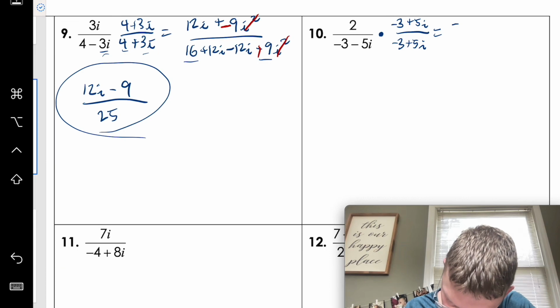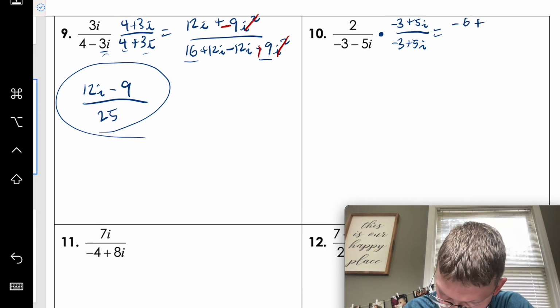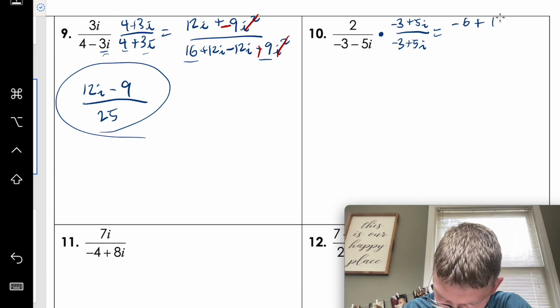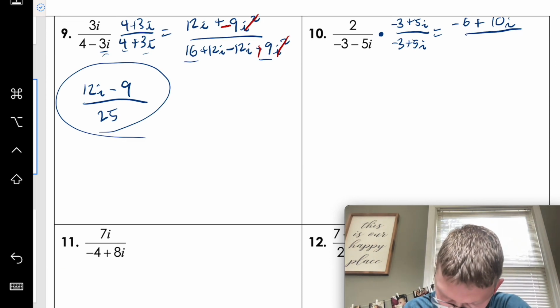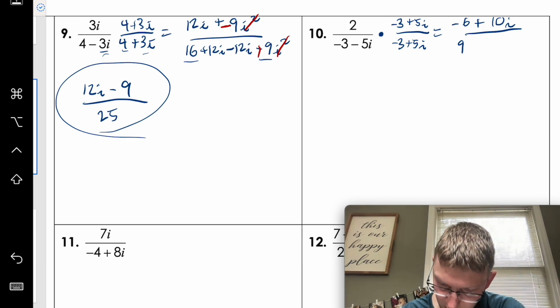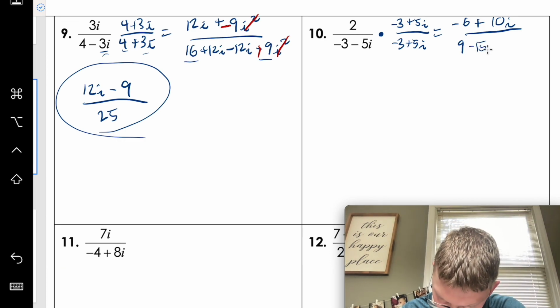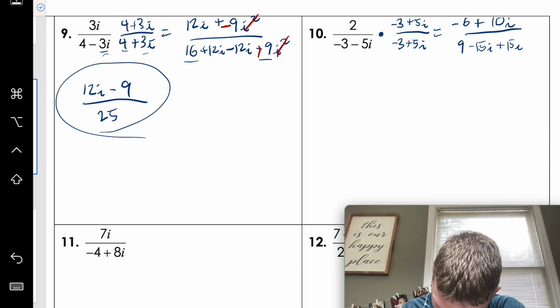2 times negative 3 is negative 6. 2 times 5 is 10i. It's an awesome looking i. Negative 3 times negative 3 is 9. Negative 3 times 5 is negative 15i plus 15i minus 25i squared.